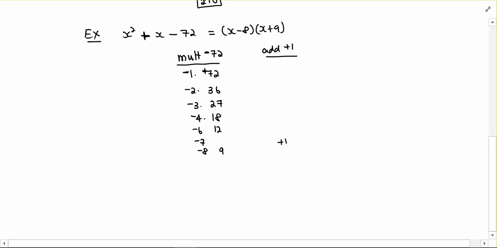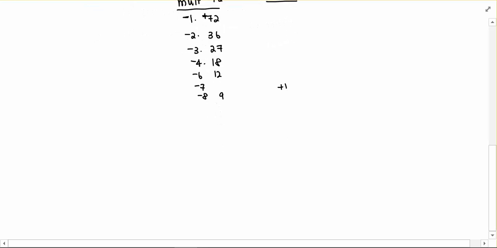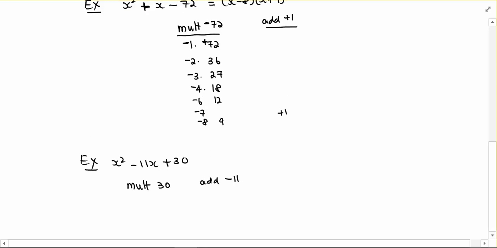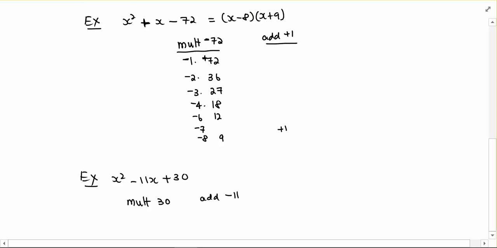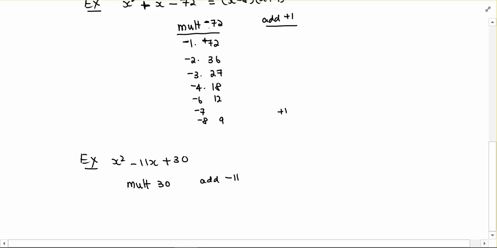Let's do another example here. So this one, example, x squared minus 11x plus 30. Well, how do we do this? Well, again, it must multiply to be 30 and must add to be negative 11. Now this is an interesting one. So if you look at the previous example, we had to keep the bigger number positive in order for the answer to come out positive, because they had to multiply to be negative.